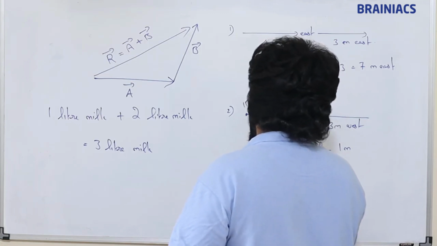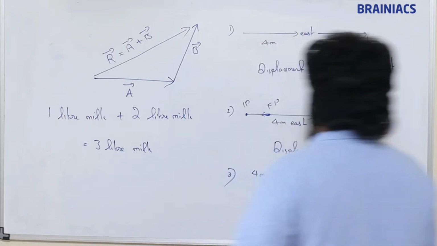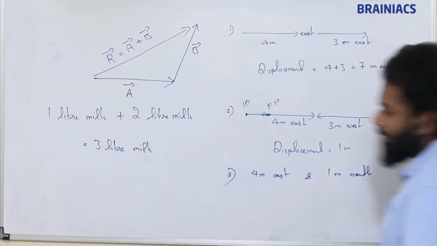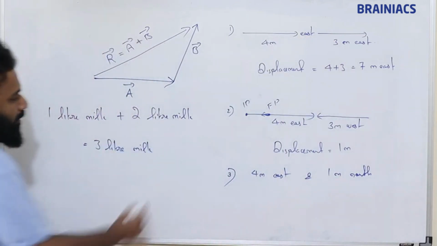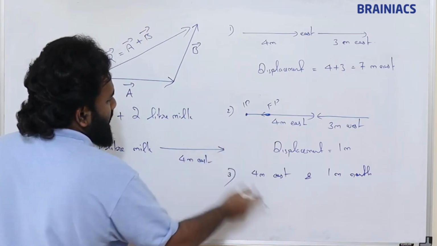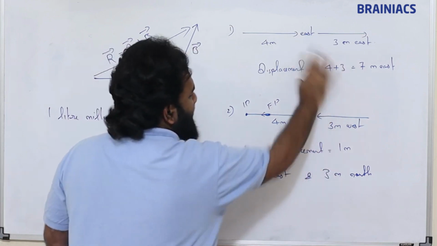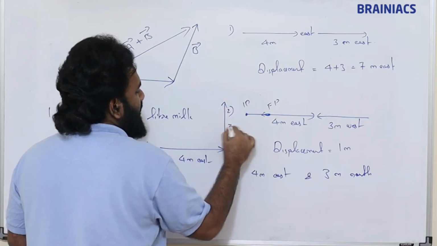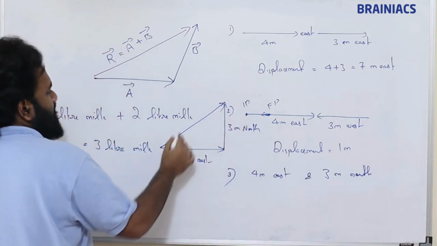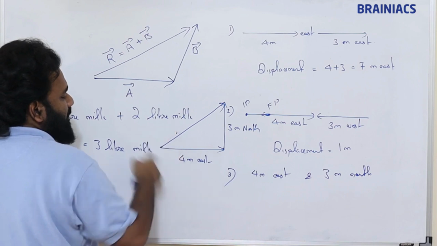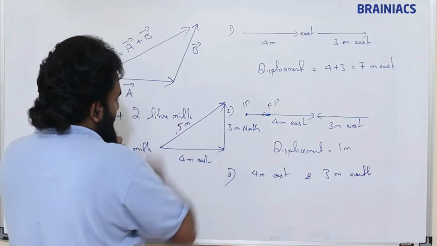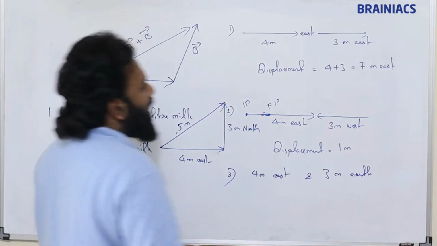Now suppose a person walked 4 meters east and 3 meters north. What will happen? 4 meters east in this direction, then 3 meters north. So what is the displacement? This will be the displacement, correct? So what about this value? This is the hypotenuse: 4 square plus 3 square, 16 plus 9, 25, root 25, this is going to be 5 meters.